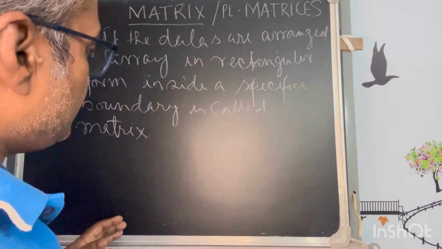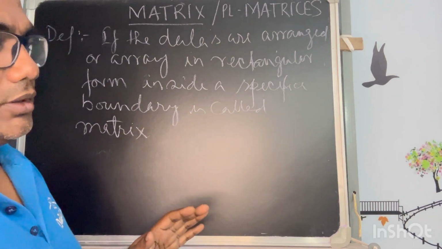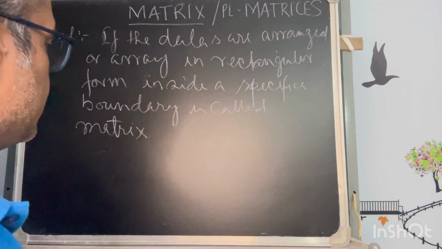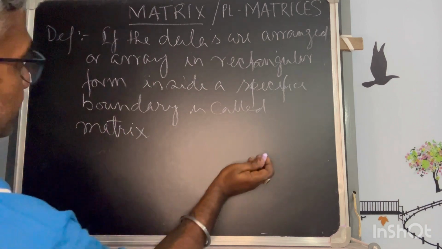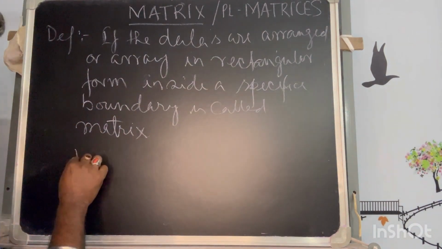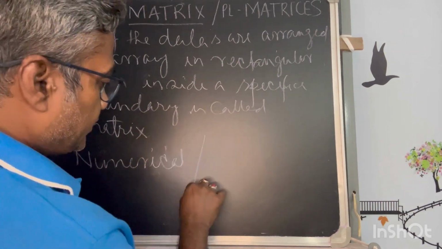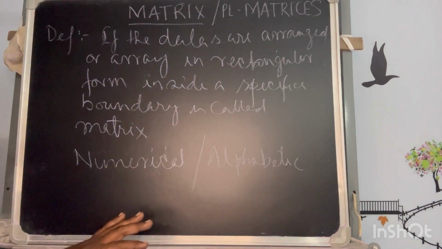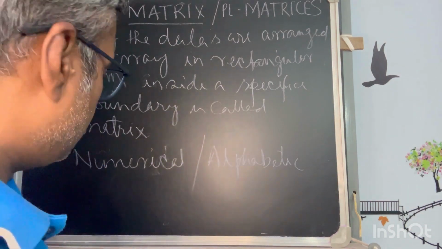So that means in a general form, how do I represent a matrix? If there are several data, let's say that could be any data, whether it is numerical or say alphabetic kind of data, that is being taken and kept in the form of a rectangle and that is covered with a boundary, so this is called the matrix.